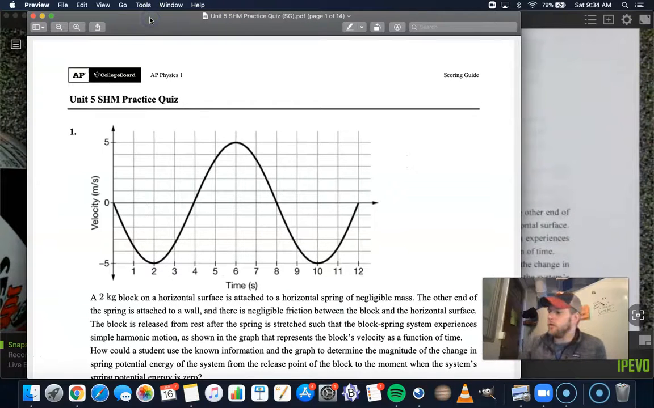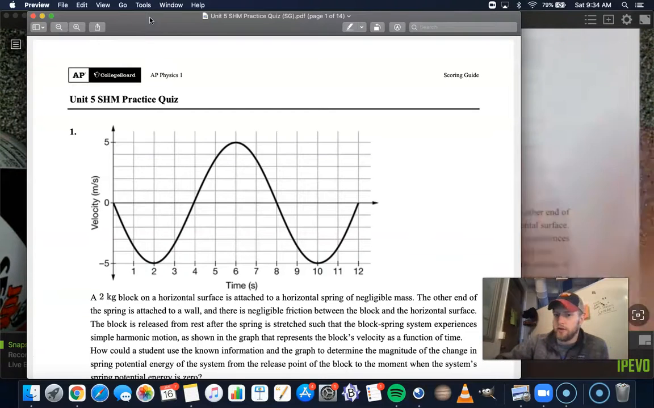I'm going to run through a more detailed look at each one of the questions on your practice quiz for simple harmonic motion to help you get prepared for your quiz over Unit 5, simple harmonic motion. Now, I know we went quickly through this unit.